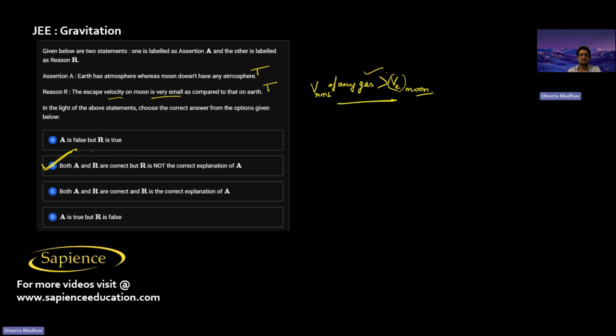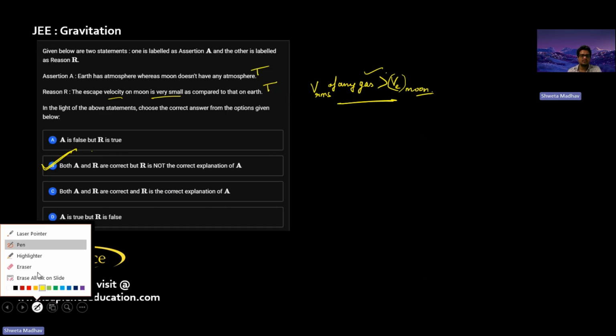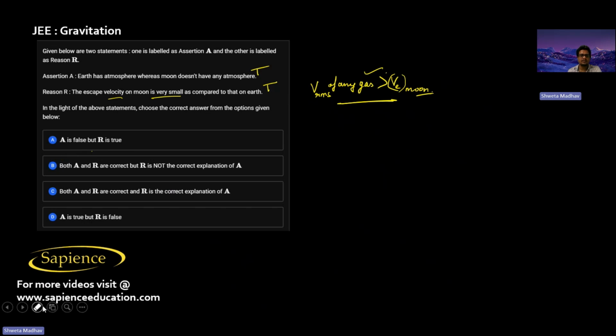You can also tell that since it is told it is very small. Okay, so it will be option B or C. I think it will be C. We can say that it is told that the escape velocity of the moon is very small as compared to Earth. So the root mean square speed of any gas molecules will obviously be more than the escape velocity on the moon. So hence there is no atmosphere on the moon. So option C will be the correct answer, that R is the correct explanation of A.